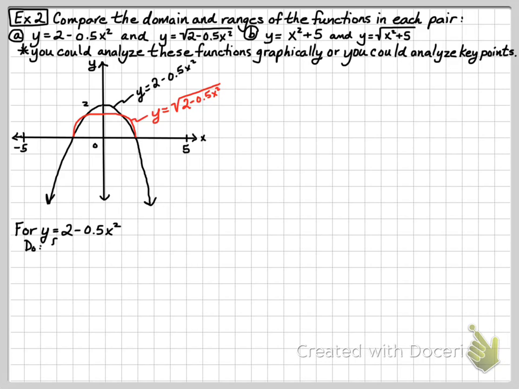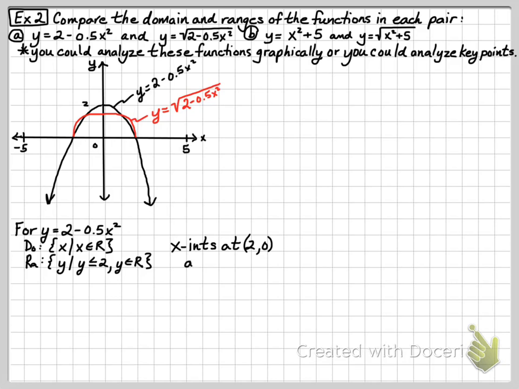For y is equal to 2 minus 0.5x squared, you'll notice that my domain, x, can be any real number because it's a parabola, and for my range, y has got to be less than or equal to positive 2 because that's the maximum point and it goes down forever from there.